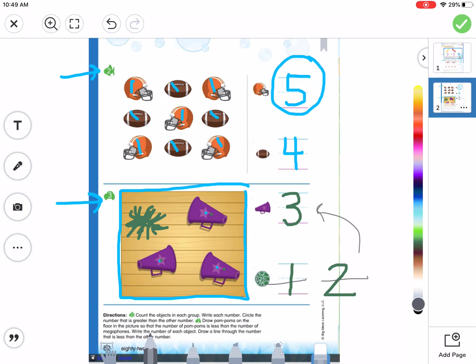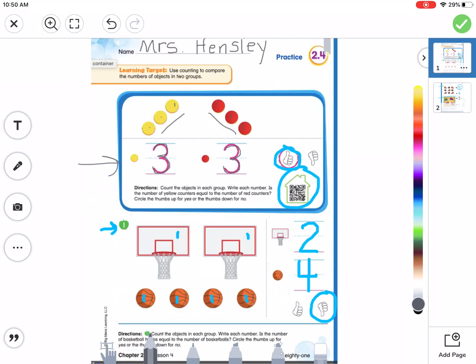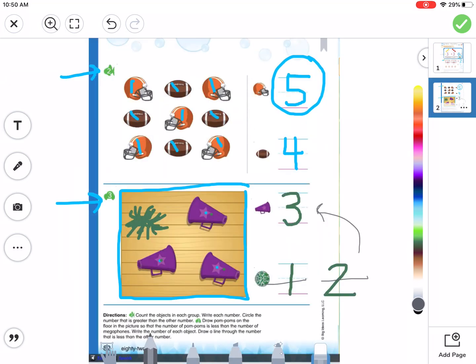Okay? Now, Mrs. Hensley wants you to take a picture. So you're going to click, you're going to take a picture, go down to Student Templates when you're done with both of these math pages. You're going to click the camera. You're going to take a picture of both pages. 2 different pictures. One picture of page 81, which is this one. This one, take a picture of that one. And then turn it over and take a picture of this one.